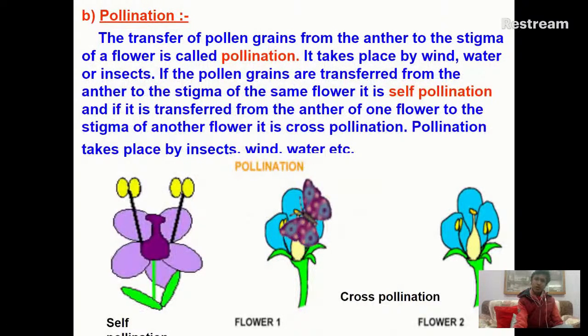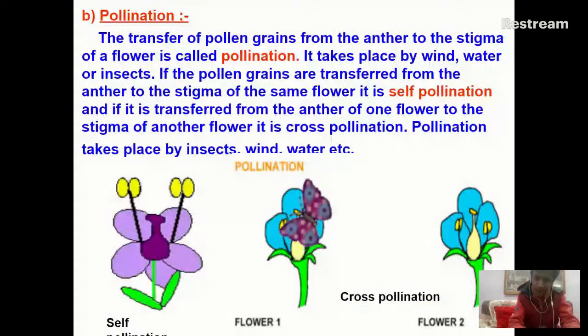Now let's study about the process named pollination. The transfer of pollen grains from the anther to the stigma of a flower is called pollination. So one question arises here.